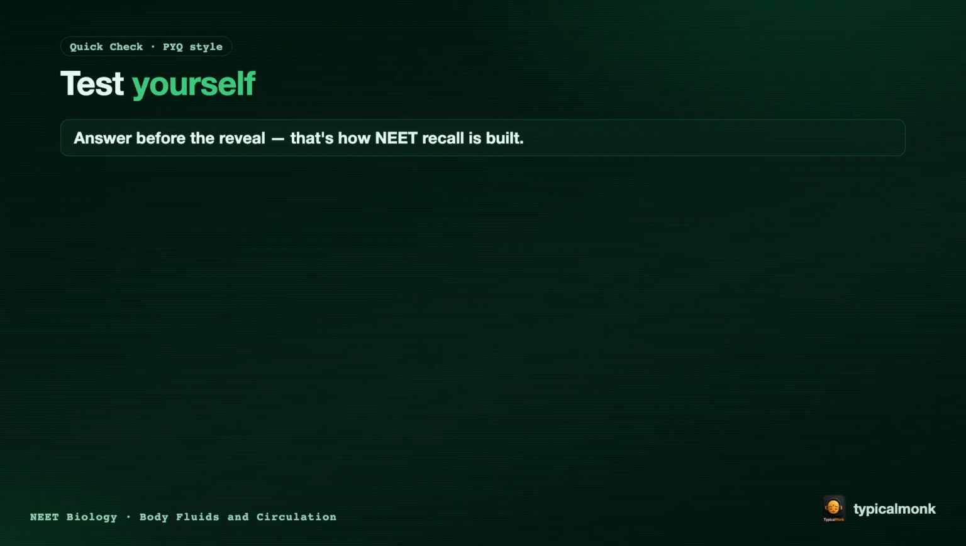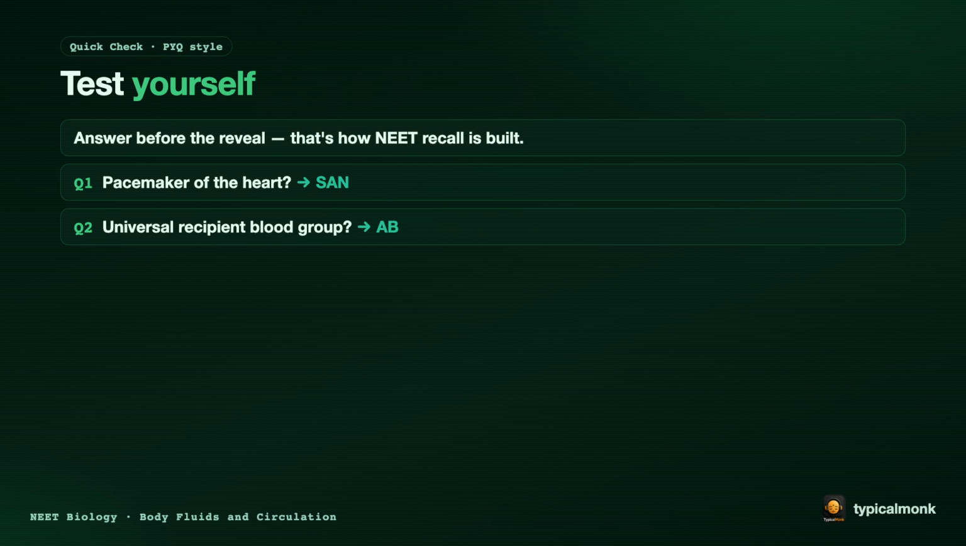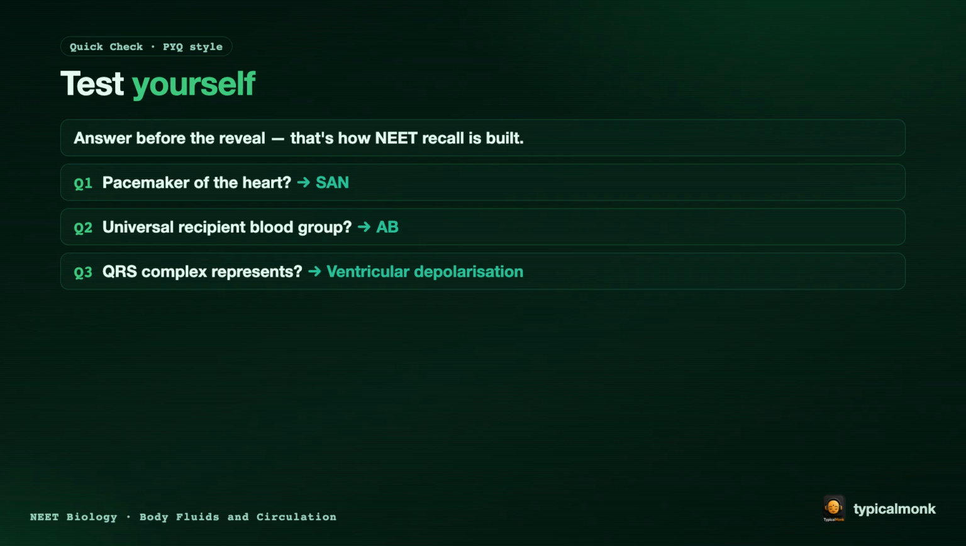Now test yourself. Before each answer appears, think it through. Answer first. That is how you build strong NEET recall. Question 1. The pacemaker of the heart. The answer, SAN. Question 2. The universal recipient blood group. The answer, AB.